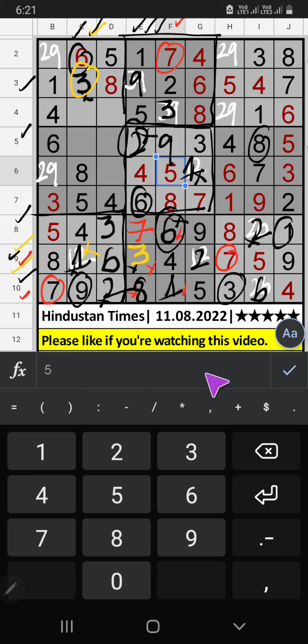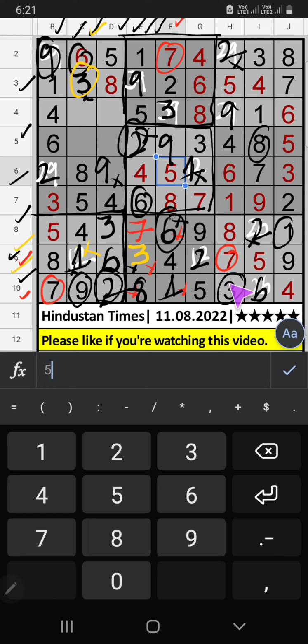Then 2 is here. 6th row, 2 numbers are remaining, 2 and 9. Column D, we already have 2, so 2 can't come in the cell, 2 is confirmed here. Then 9 is here. Column B, only one number is remaining, 9 is confirmed here. Since 9 is here, 9 can't come in the cell, 9 is confirmed here.